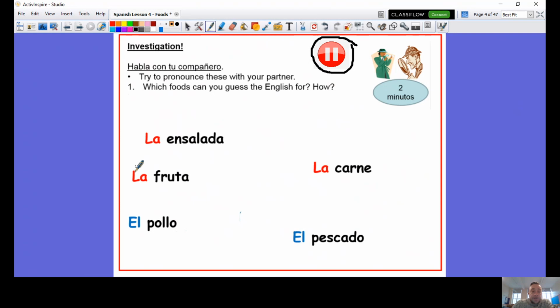I have 5 new Spanish words for you, and they're all foods. This one here says la ensalada. This one says la fruta. Over here, it says la carne. Down here says el pollo. And here says el pescado. What I'd like you to do now is have a little guess at what those foods might be in English. Okay, so now is the time you're going to pause your video and guess what these foods might be in English. Pause your video now.